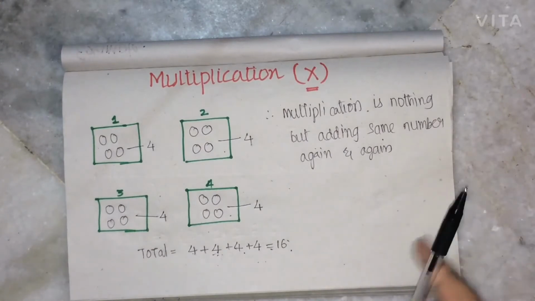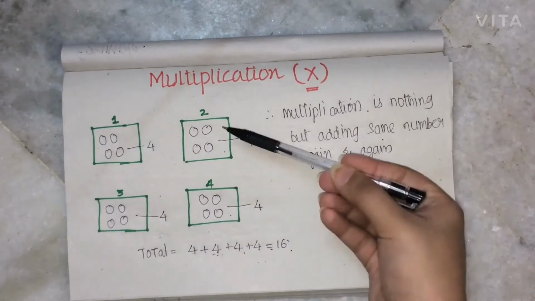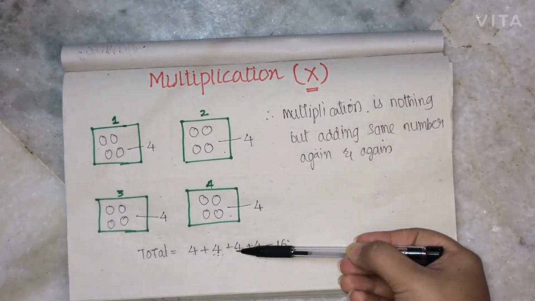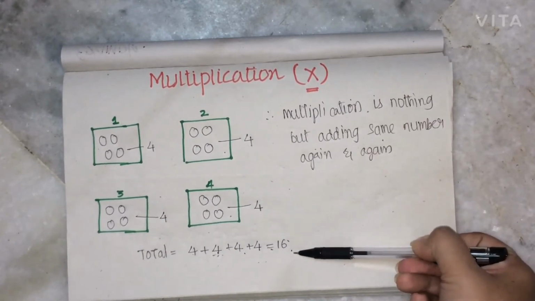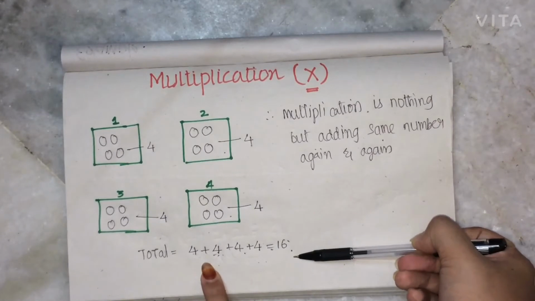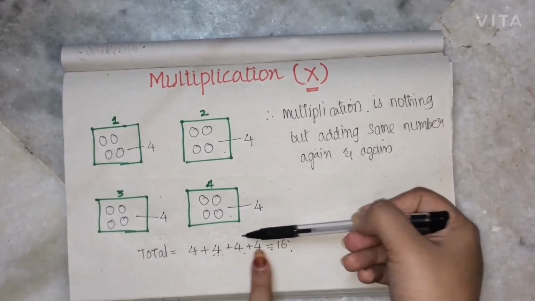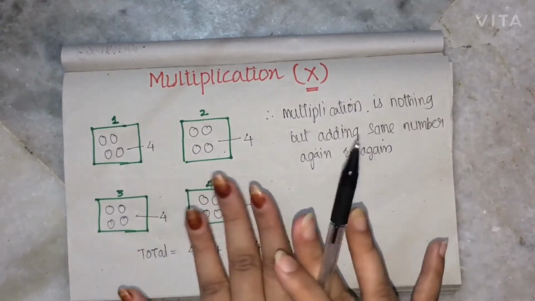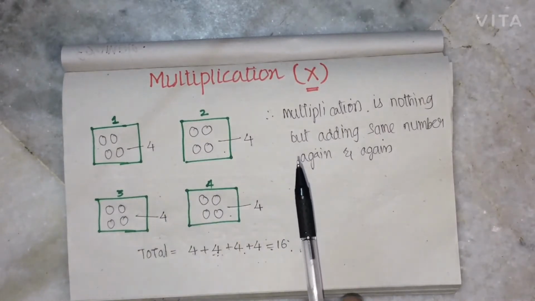So what we will do, we will add it, right? In box 1 we have four balls, in box 2 we have four balls, in box 3 we have four balls, and in box 4 we have four balls. So in total what we will get, 4 plus 4 will give you 8, and again 4 will give you 12, and again 4 will give you 16, right? So what do you observe from this activity?